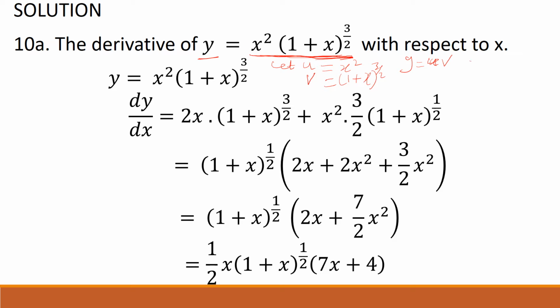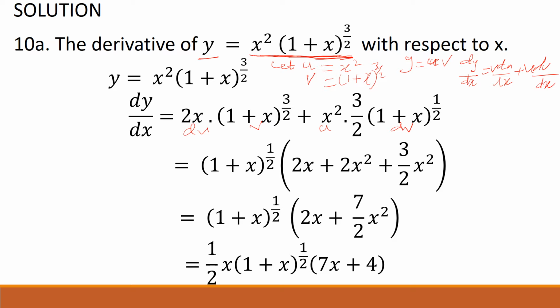Okay, so if I take the derivative of y with respect to x, I will use the product rule, which will give me v du/dx, plus u dv/dx. Already this is done, because this is our du, and this is our v, and here is our u, and this is our dv.